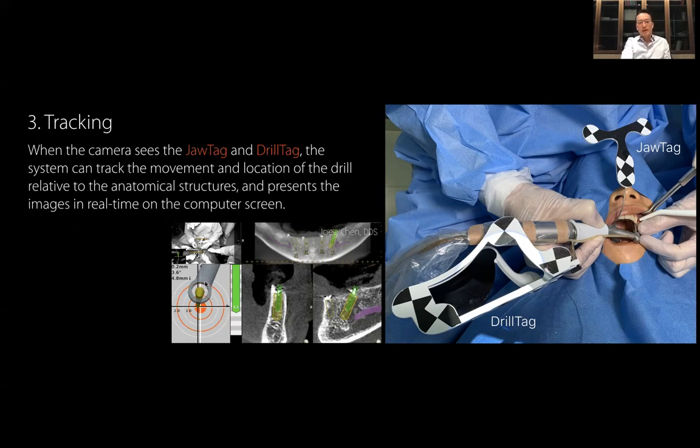On this target view here, we can see how close we are to the target point. And this little bar here indicates the depth of the drilling. Initially, it's going to be green. When it reaches within 1 millimeter of the target depth, it will turn yellow. And when it actually reaches the target depth, it will turn red. On these two views here, we can see different cross sections, so we can see the position of our drill inside the bone.